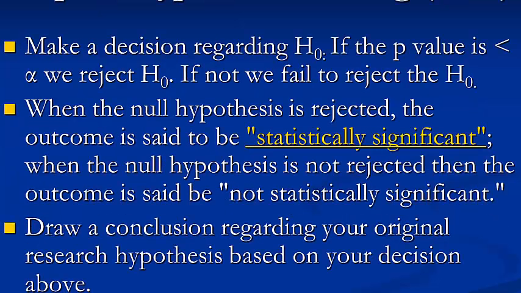You would then make a decision regarding the null hypothesis: if the p-value is less than alpha, we reject the null hypothesis. If not, we fail to reject the null hypothesis. When the null hypothesis is rejected, the outcome is said to be statistically significant, but when it's not, it's said to be not statistically significant.